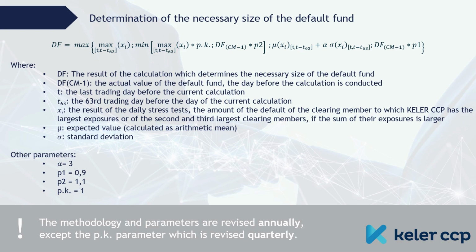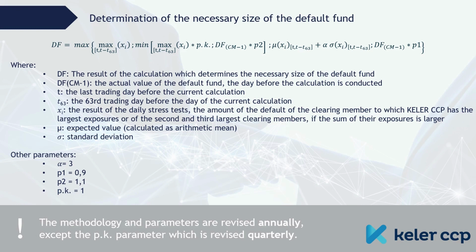XY is the amount of the default of the clearing member to which KELER CCP has the largest exposures, or of the second and third largest clearing members if the sum of their exposure is larger. So that is XY, which is applied and embedded in the formula. As I mentioned, the maximum of the four components is the result of the sizing methodology, that is equal with the size of the default fund.